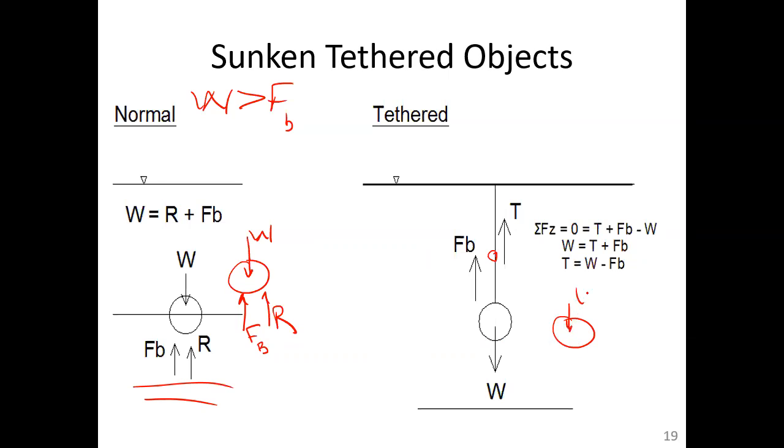has, as before, the weight, and as before, the buoyant force. However, now that reaction force is gone. It's not sitting on the bottom. What replaces it is the tether force acting upwards in the positive z direction. So when we look at the sum of the forces in the z direction here, the sum of the forces in z is 0 because this thing is just being held suspended above the bottom. It's equal to the tether force, positive z, plus the buoyant force, positive z, minus the weight, negative z. And again, you can solve for any one of those three: the tension force, the buoyant force, and the weight.